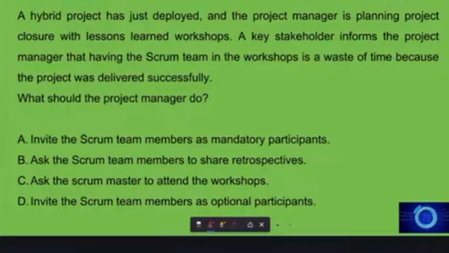B, I am parking, and I consider this a very good option because retrospective is one of the events in Scrum. Option C, I am eliminating. Option D I am also parking, but among both, I am going with option B. Option B, beta. Very good answer.